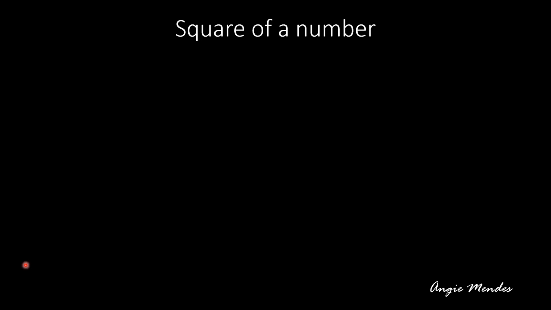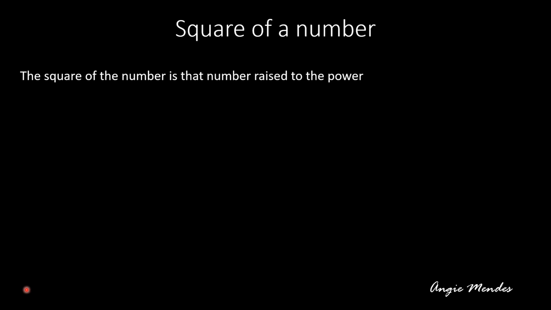Let us see what is the meaning of square of a number. The square of a number is that number raised to the power of 2. For example, the square of 9 is 9 raised to the power of 2, which means you multiply 9 by itself 2 times. So when we multiply 9 by itself 2 times, we will get 81.